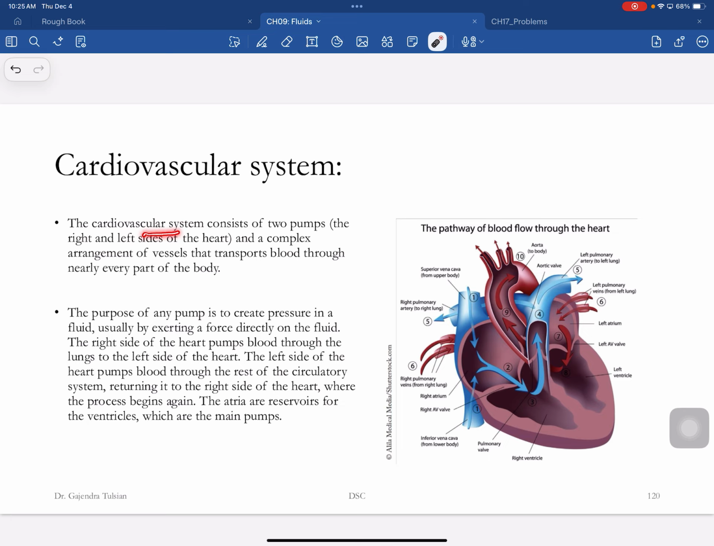So the cardiovascular system consists of 2 pumps, the left ventricle and the right ventricle, and a complex arrangement of vessels that transport blood. The purpose of any pump is to create pressure in the fluid. So when that contracts, the pressure increases to 120 millimeters of mercury and the blood squirts out. The left side of the heart pumps blood through the rest of the circulatory system, returning it to the right side of the heart, where the process begins again.